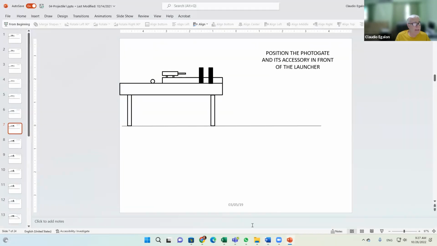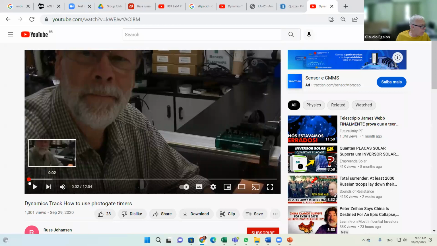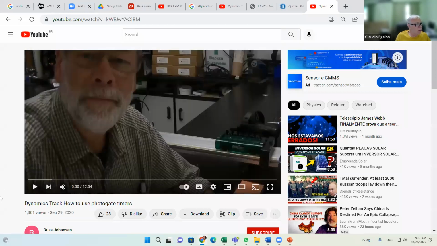Going back, I'm going to show you the video for a photo gate. That's the best video I saw on YouTube, and it shows the photo gate, and you're going to see exactly how it looks. I do not know if I showed that to you before, but not in the detail that I'm going to show to you right now.